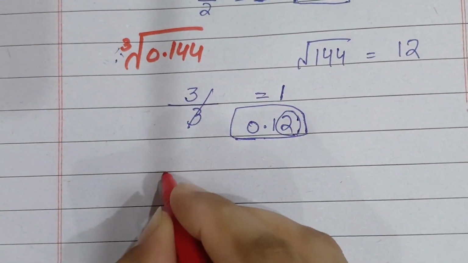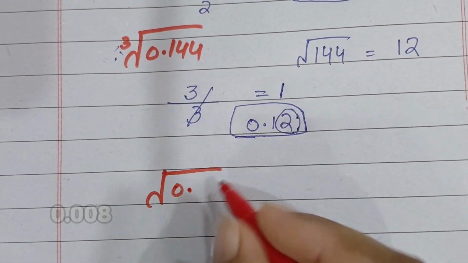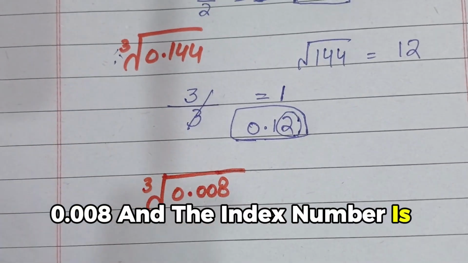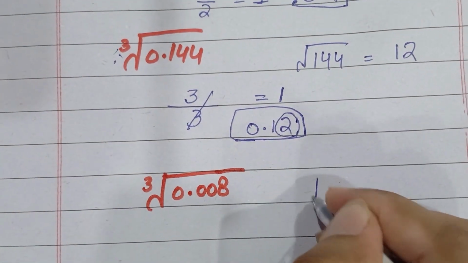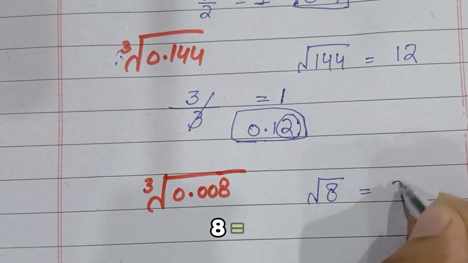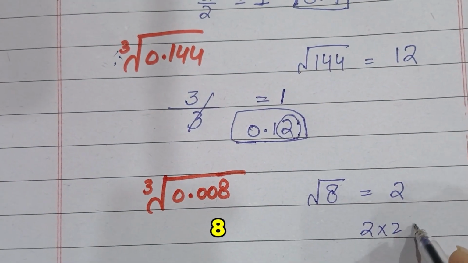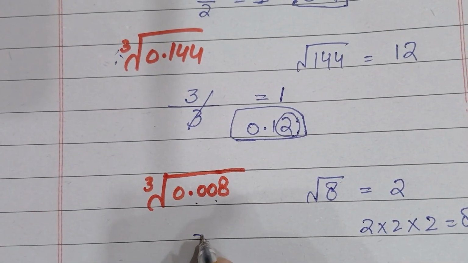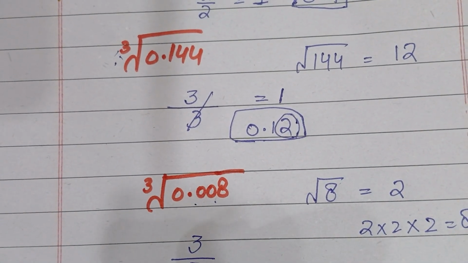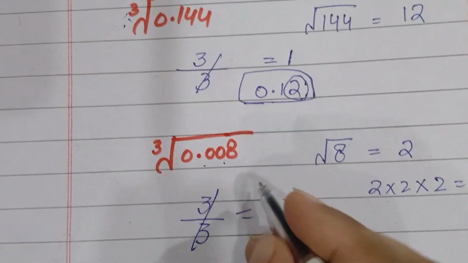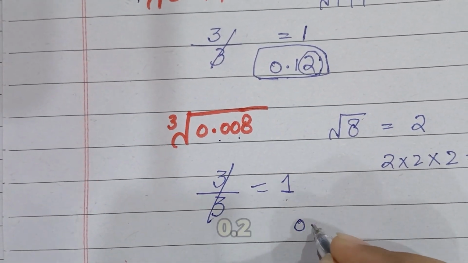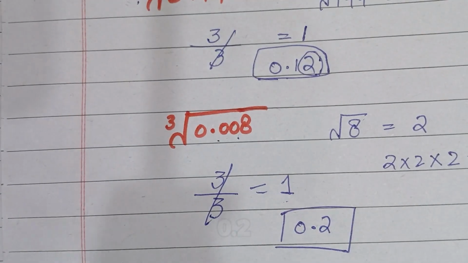Let's solve another example. Take 0.008, and the index number is also 3. Now we know that 8 is the cube of 2, because 2 times 2 is 4 and 4 times 2 is 8. Now the digits after the decimal are 3 and the index number is also 3, so our final answer contains 1 digit after the decimal, which is 0.2. This is our final answer.